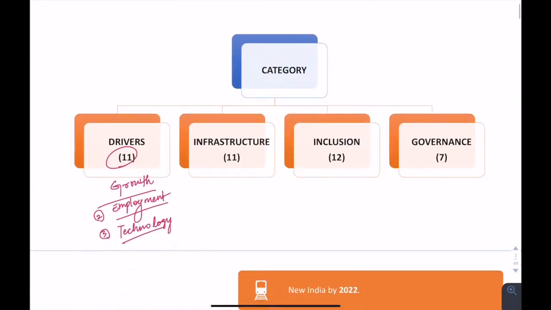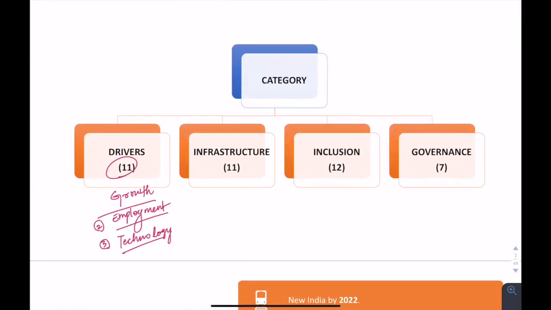As I had said, there are 11 drivers, and we've already discussed growth, which was the first driver, and today we discussed employment and technology. In the future slides, in the future videos, we are going to cover all the drivers, and then we'll move towards infra, inclusion, and governance.